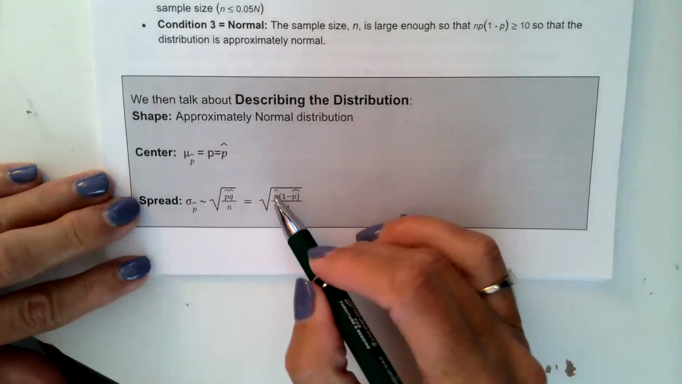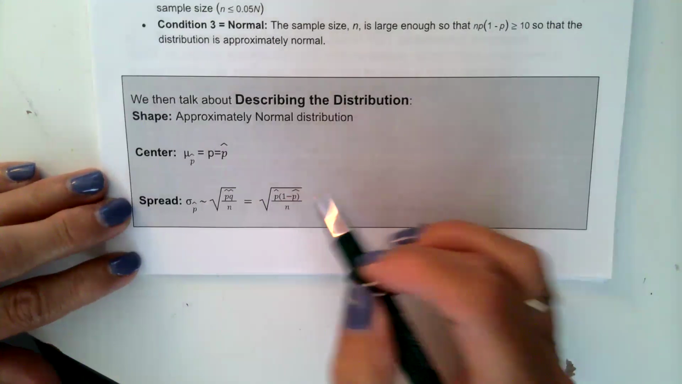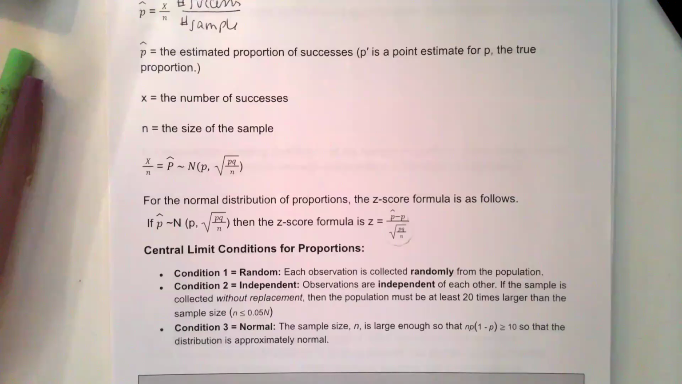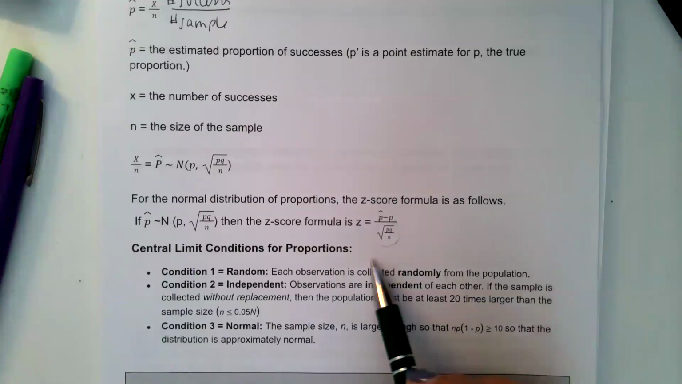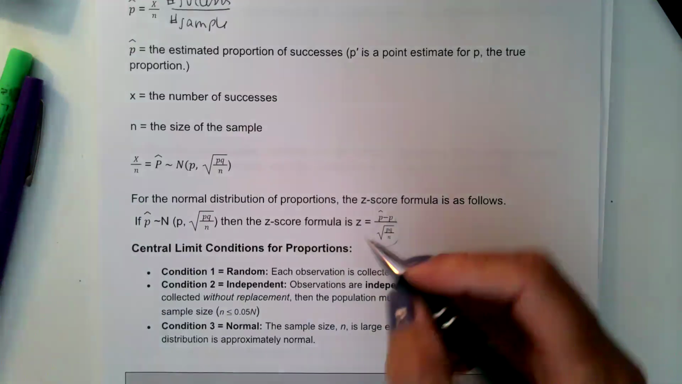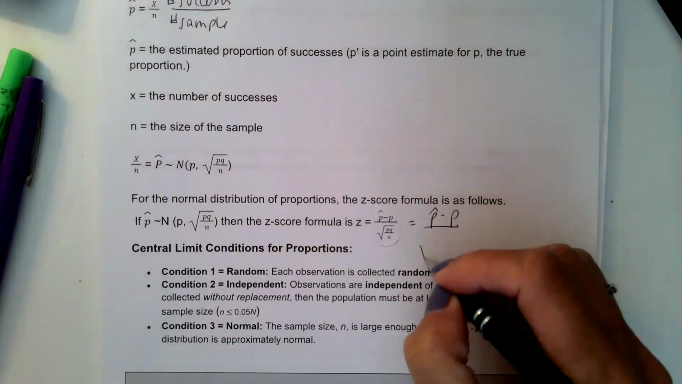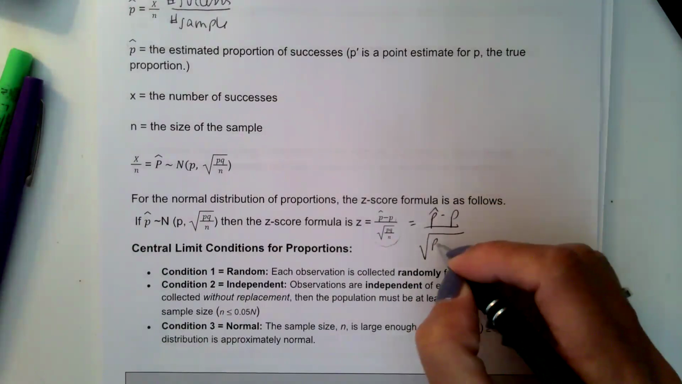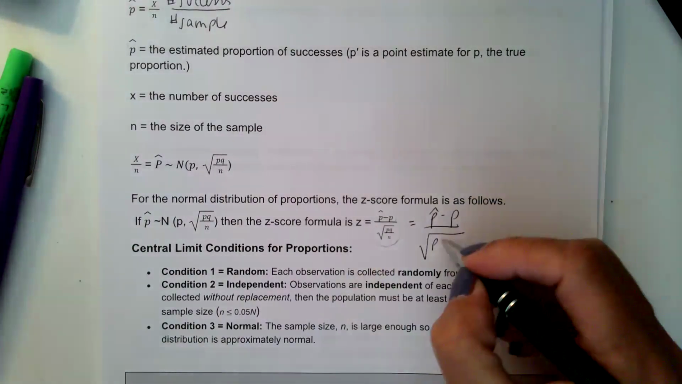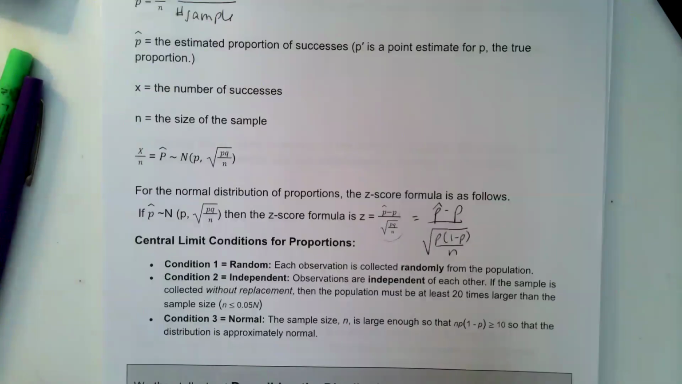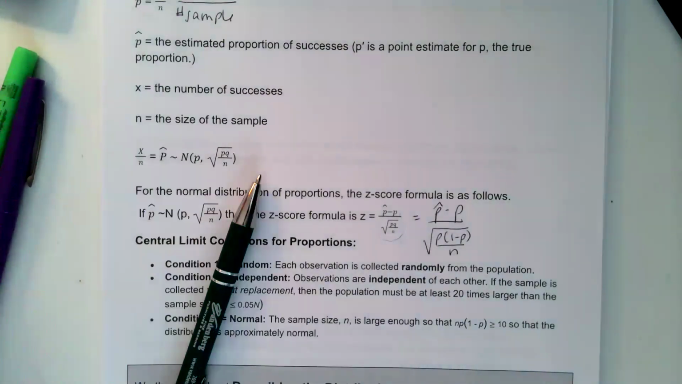which is this right here. So it's the square root of P over N. P hat minus P over the square root of P. You can use Q, or you can just write it as 1 minus P over N.